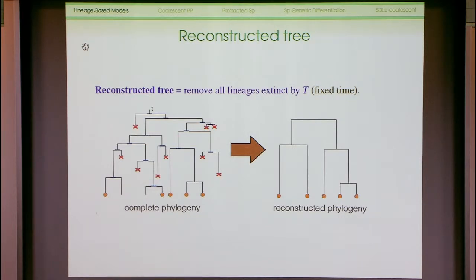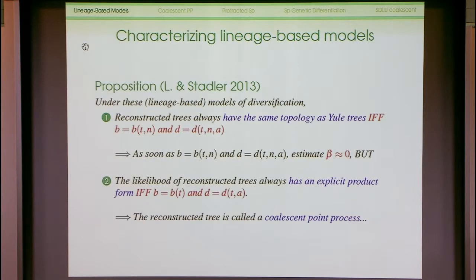So here, I think that Leah has used this terminology already this morning. A reconstructed tree is the tree that you obtain from the initial tree by removing all lineages that are extinct by some fixed time capital T. So basically, the raw data that I was speaking about is the reconstructed phylogeny, because we assume we have no knowledge about the trees that are extinct by the present.